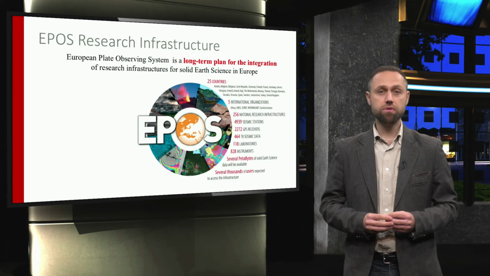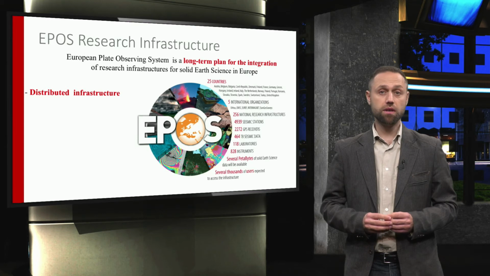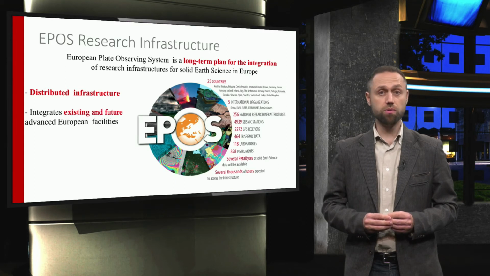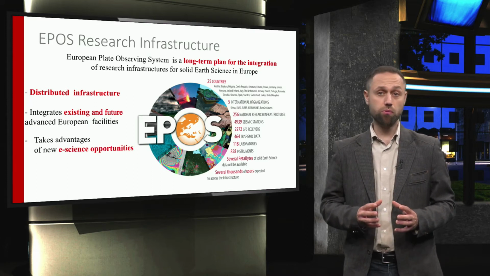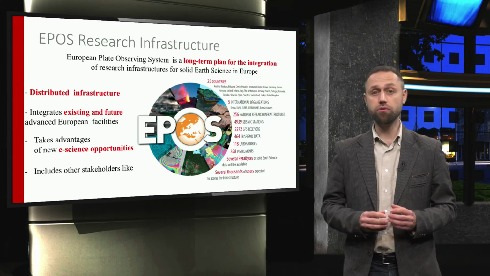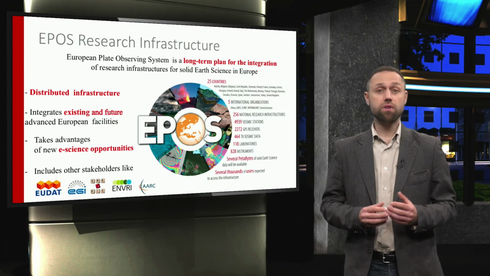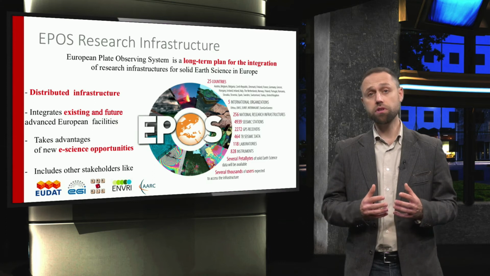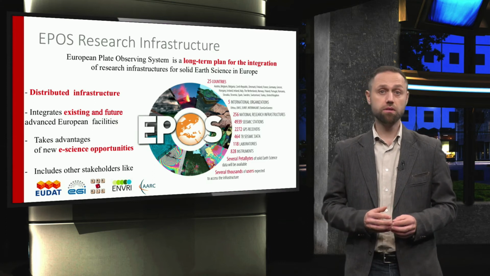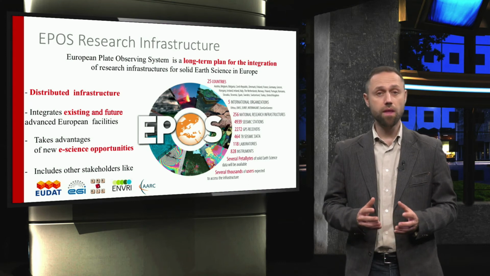Summarizing, EPOS is a distributed research infrastructure that integrates existing and future advanced European facilities and regional research infrastructures. It also takes advantage of new e-science opportunities provided by other European stakeholders. For instance, just to mention a few, infrastructure providers like EGI and UDAT, VRE developers as VRE for IC, and other initiatives as AARC2, EMVRE, and others.